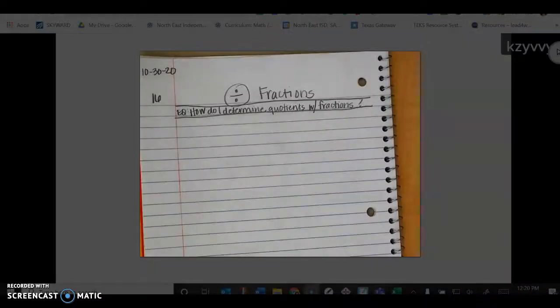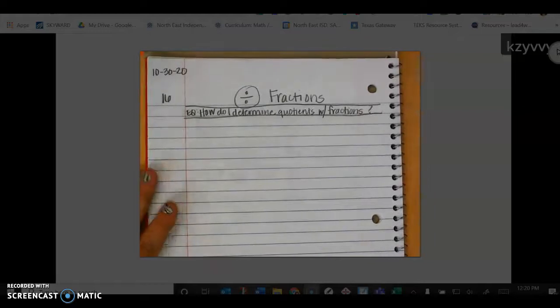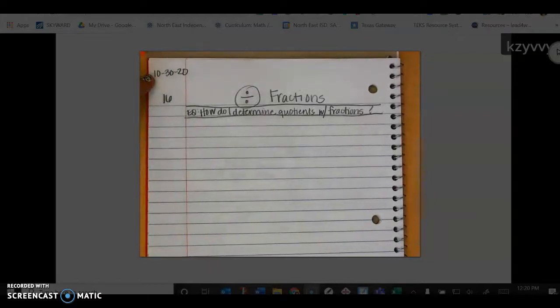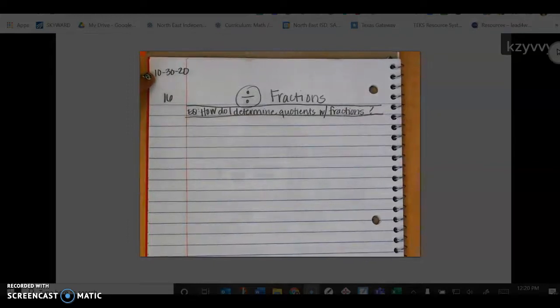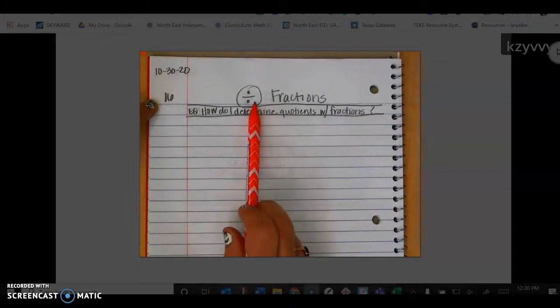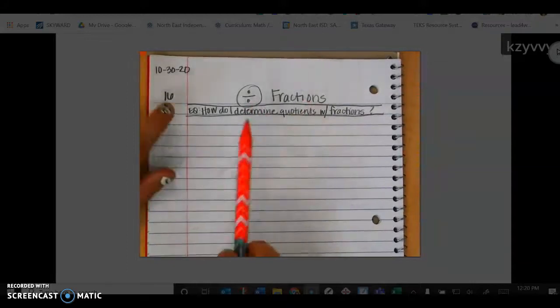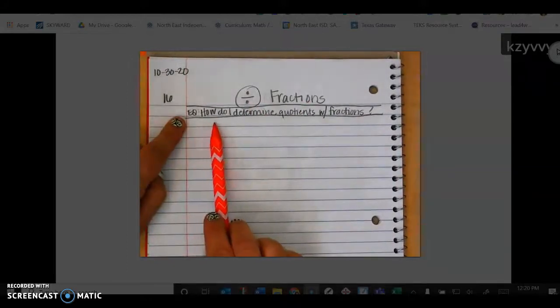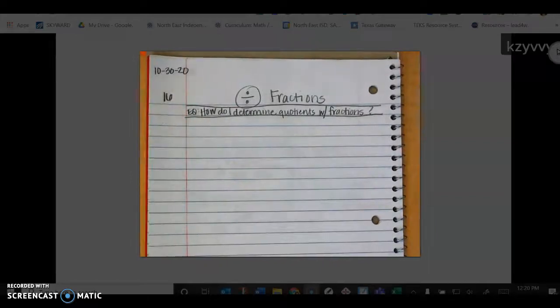Hi guys, so it's time for our notes. When you look at your notes, we're going to put the date in the corner. Today is Friday the 30th, so I hope you have a happy Halloween tomorrow. This is page 16, and we are going to be dividing fractions. And our essential question is simple. How do I determine quotients with fractions? So if you need a moment, go ahead and pause and copy this down.